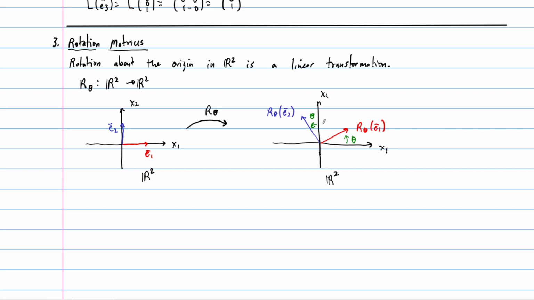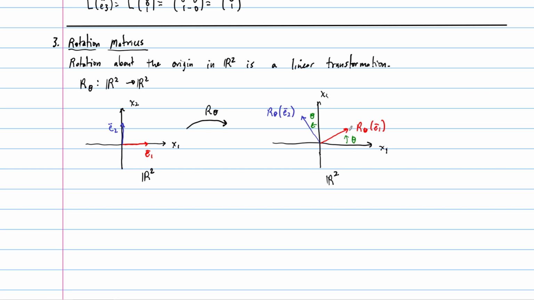And so we want to figure out exactly what are the components of these new vectors. To make our matrix, we have to apply the rotation transformation to the basis vectors. Whatever the coordinates of this red vector are, that'll be our first column, and the coordinates of the blue vector will be our second column. So here's how we do it.